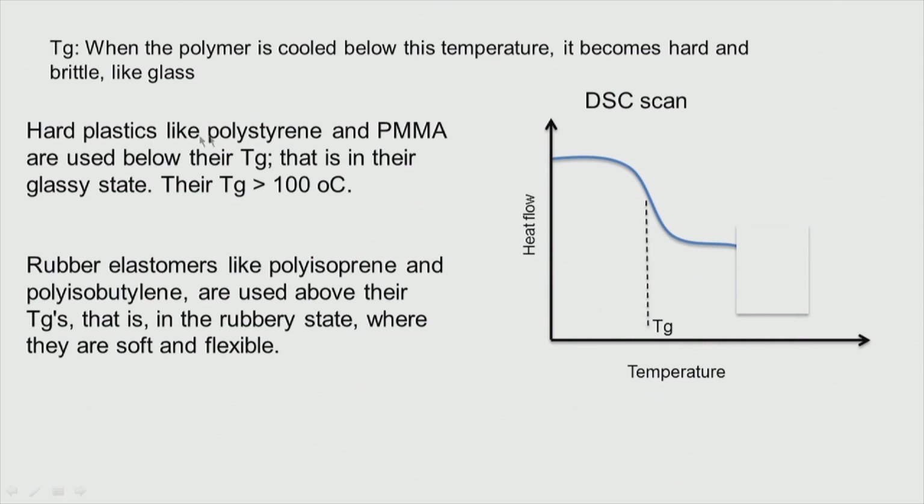Hard plastics like polystyrene and polymethyl methacrylate, which have Tg greater than 100, are generally used below their Tg, so that they look like a glassy material. Whereas rubber elastomers like polyisoprene and polyisobutylene need to be used above their Tgs, so that they look like rubber, soft and flexible. So if I am using rubbers, I use them above their Tg, and if I am using polystyrene or PMMA, I use them below their Tg, so that they look hard.